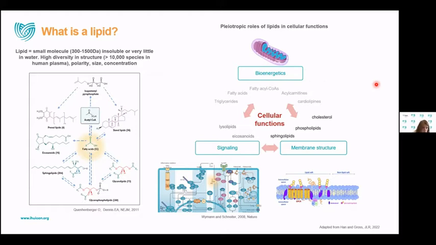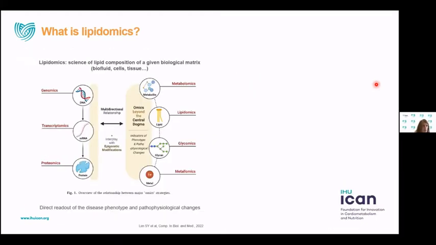For all these reasons, lipidomics, which is the science that studies the lipid composition in a given biological matrix, has emerged as a distinct discipline. It will study the lipid composition of a given matrix, and due to the multiple roles of these lipids, this discipline aims at defining the biochemical mechanisms of lipid-related disease.